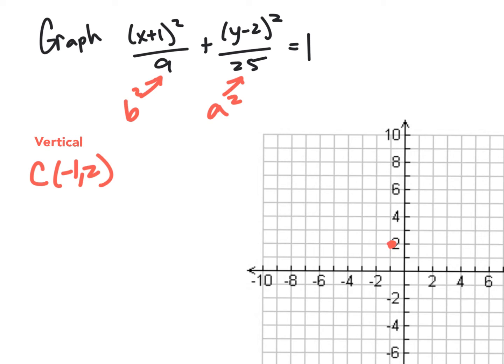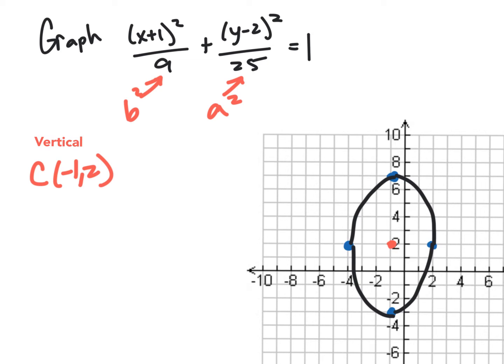Now, a² was 25, so a is equal to 5. That means I'm going to go up and down 5 since it's under y. That gives me the points (-1, 7) and (-1, -3). In the same way, in the x direction, I'll go out 3 in each direction. Now I have enough points to just connect and make an ellipse.